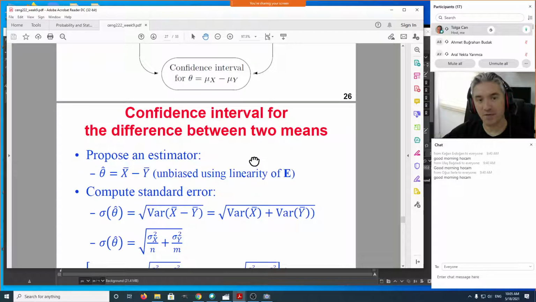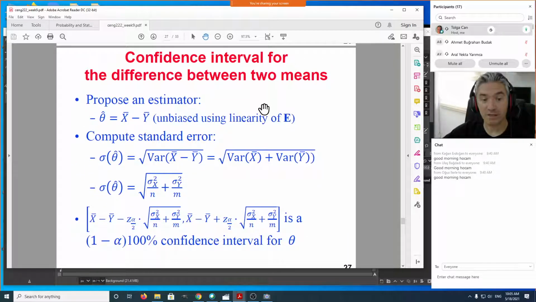So here is how you build a confidence interval for the difference between two means. Our proposed estimator is X bar minus Y bar. You may say we could have chosen Y bar minus X bar, but without loss of generality, it just depends on what you're looking for, and you should know which one is subtracted from the other. This is basically the difference between population means.